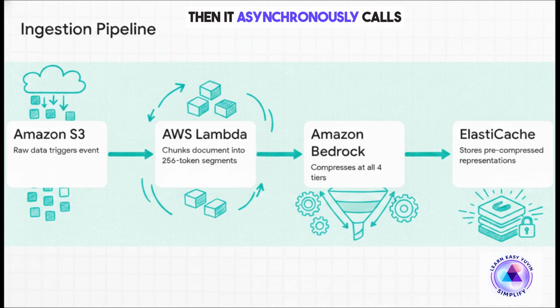Then it asynchronously calls Amazon Bedrock, passing in those task-aware prompts we talked about to compress the chunks across all 4 tiers simultaneously. Finally, these pre-compressed representations are stored neatly in Amazon Elasticache serverless. And remember, all of this heavy lifting is happening entirely offline.